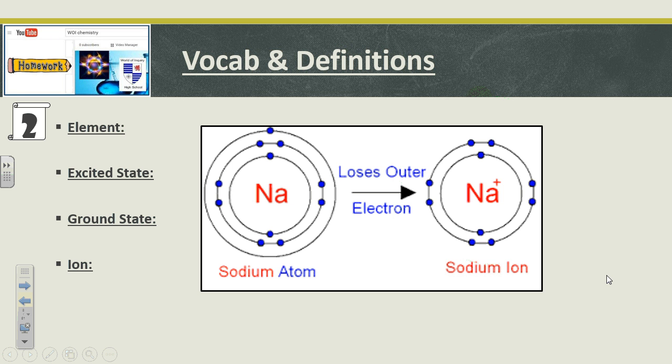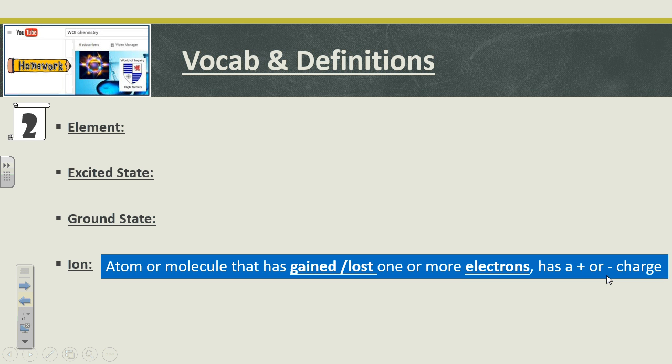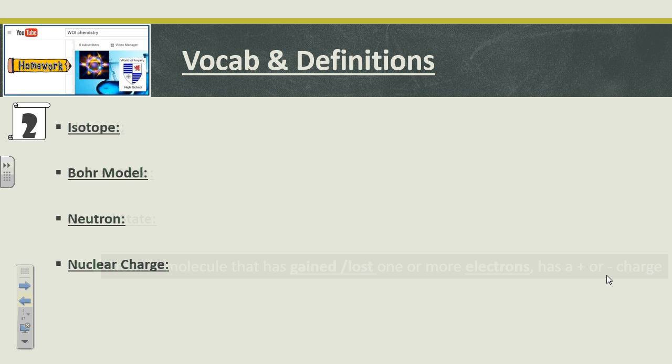That's how I became a positive ion. I'm not going to show you graphically how we calculate the number of protons anymore, but that is what an ion is. I gained or lost an electron. I can do both, and that will change our charge. So an atom or molecule that has gained or lost one or more electrons will have a positive or negative charge as a result, because our number of protons and electrons will no longer be equal.